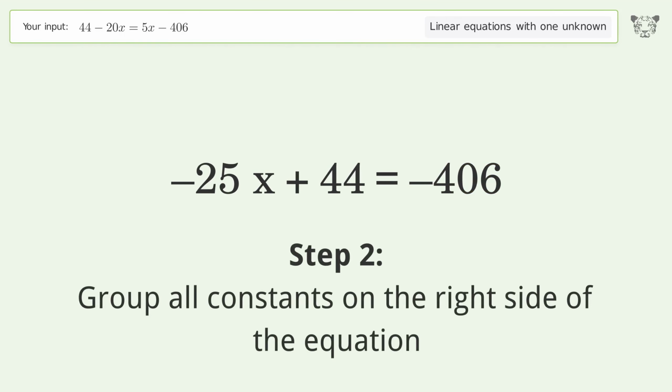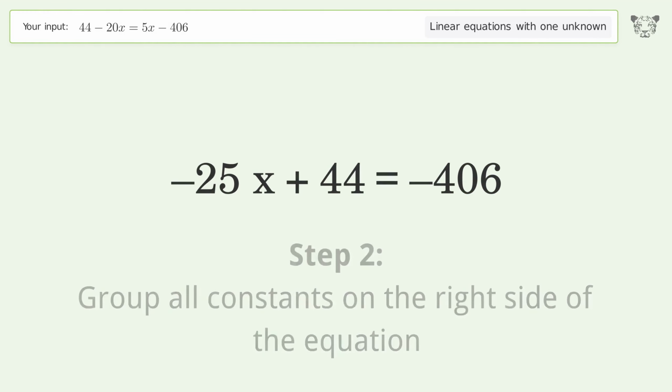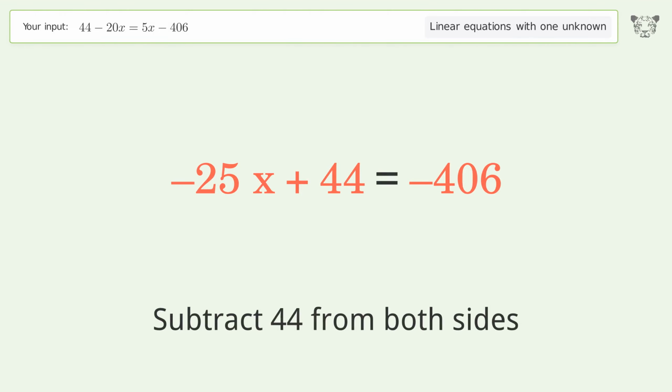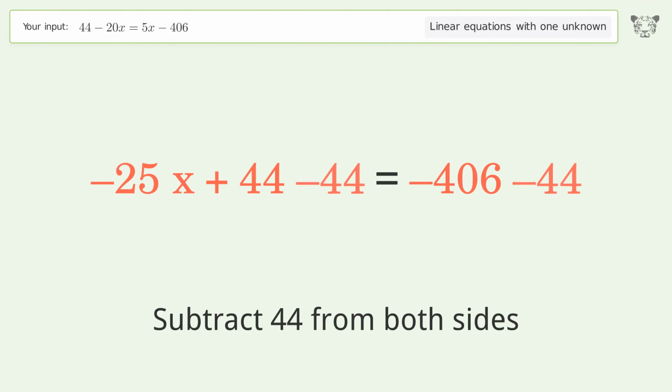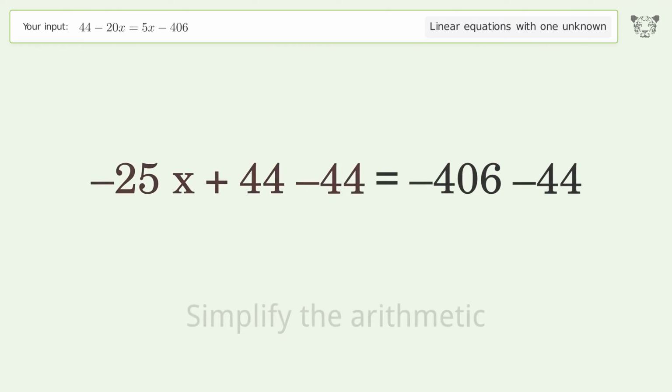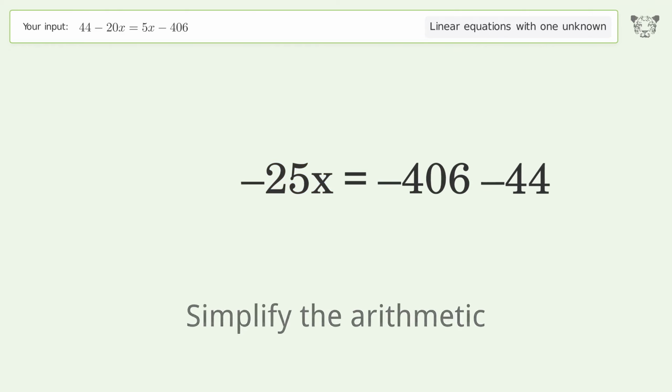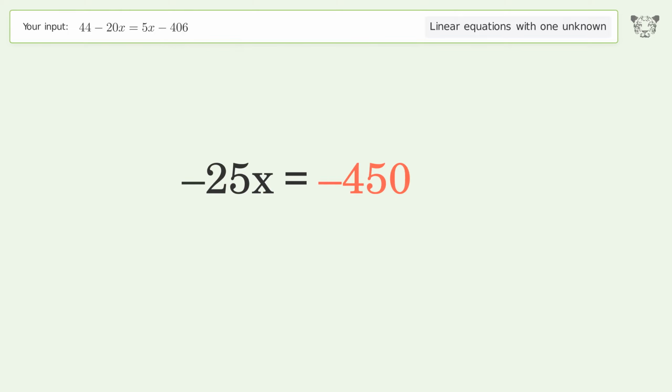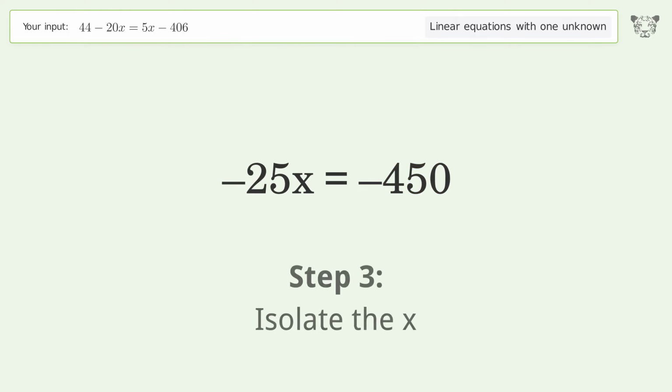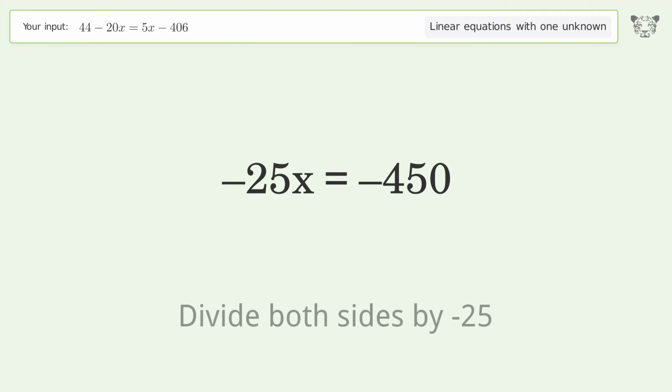Group all constants on the right side of the equation. Subtract 44 from both sides. Simplify the arithmetic. Isolate the x. Divide both sides by -25.